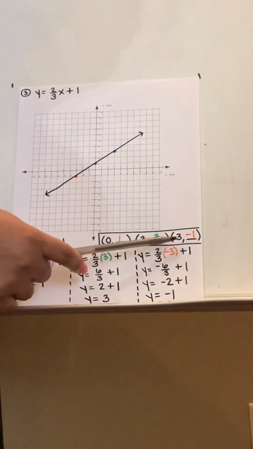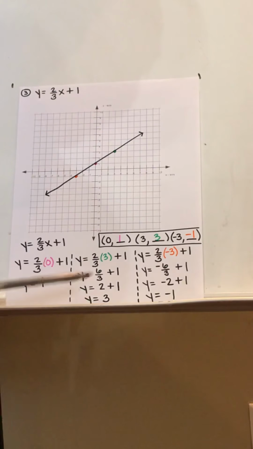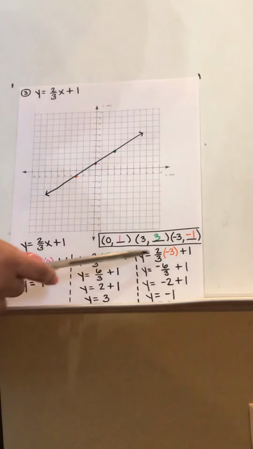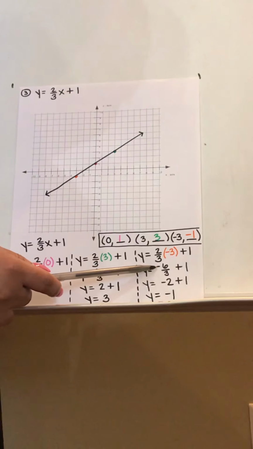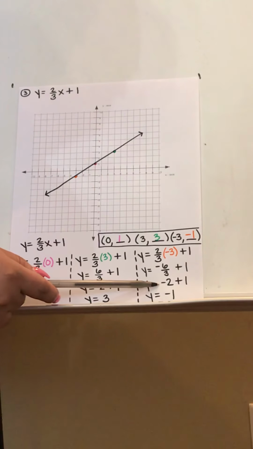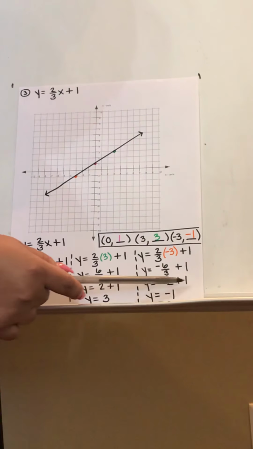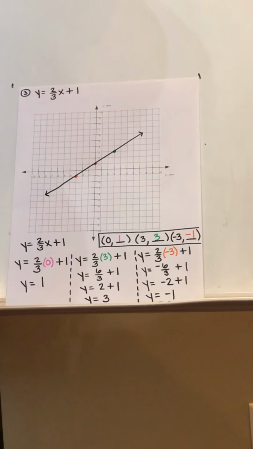Did the same thing on the last point. It wants you to let x be negative 3. So when you multiply, you're still going to do like I did on this one. 2 times negative 3 is a negative 6. Over 3, that reduces to a negative 2. Negative 2 plus 1 is negative 1. So my y is negative 1. And I plug that there.